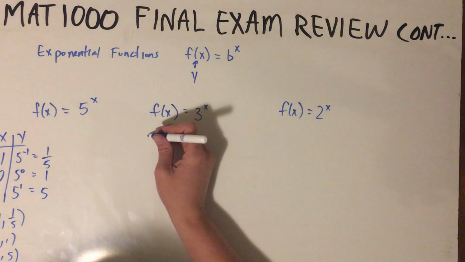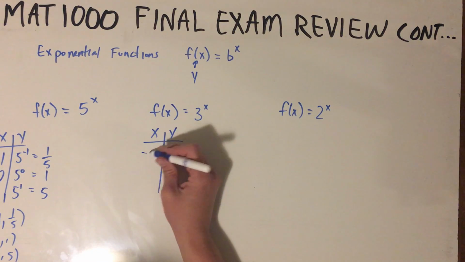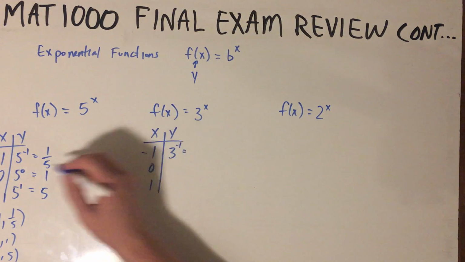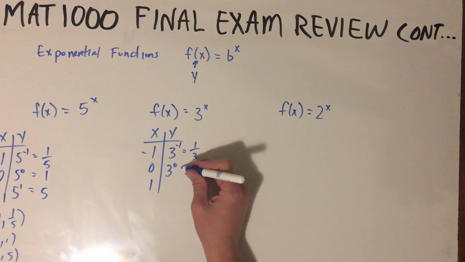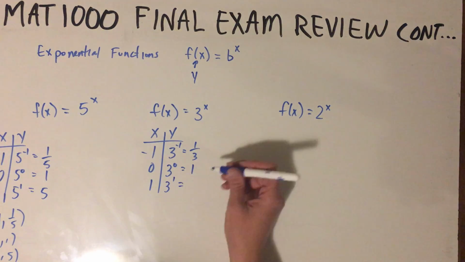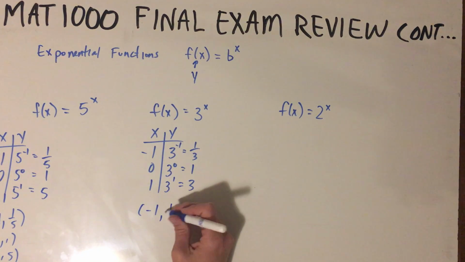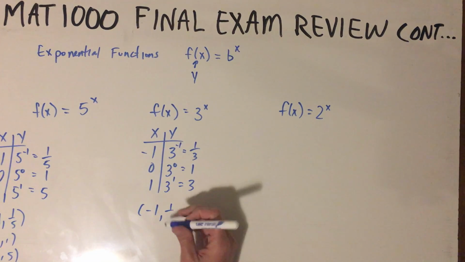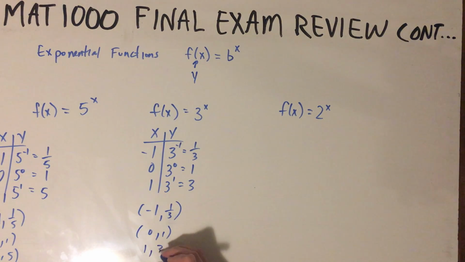Same thing for 3 to the x. When I plug in -1, that's 3 to the -1, and using the rule of exponents I get 1 over 3. When I plug in 0, that's 3 to the 0 power, and anything to the 0 power is 1. When I plug in 1, 3 to the first power is just 3. So I have the ordered pairs -1, 1/3; 0, 1; and 1, 3.